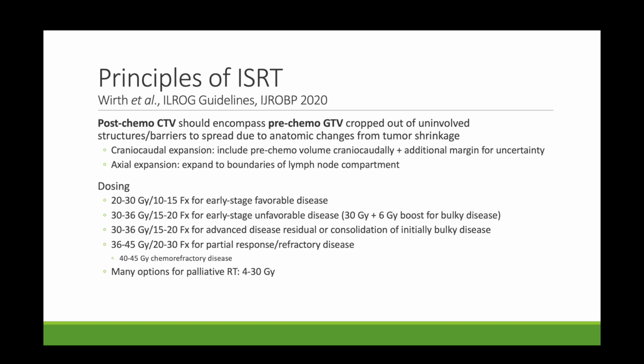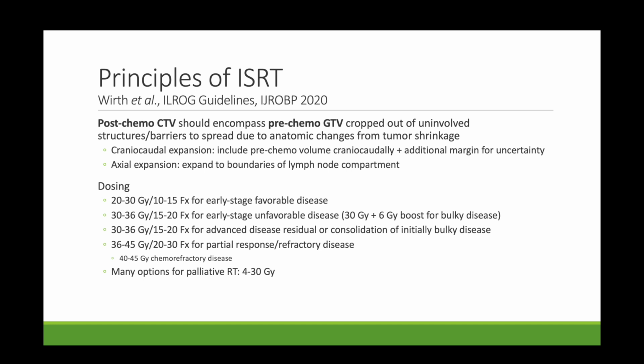In terms of dosing, these are just some relative guidelines, but typically we think about 20 to 30 gray for early stage favorable disease, 30 to 36 gray for early stage unfavorable disease. So typically 30 gray, but we can consider a 6 gray boost if there's bulky disease. Same thing for advanced disease, 30 to 36 gray, considering that 6 gray boost if we're trying to consolidate bulky disease or something like that.